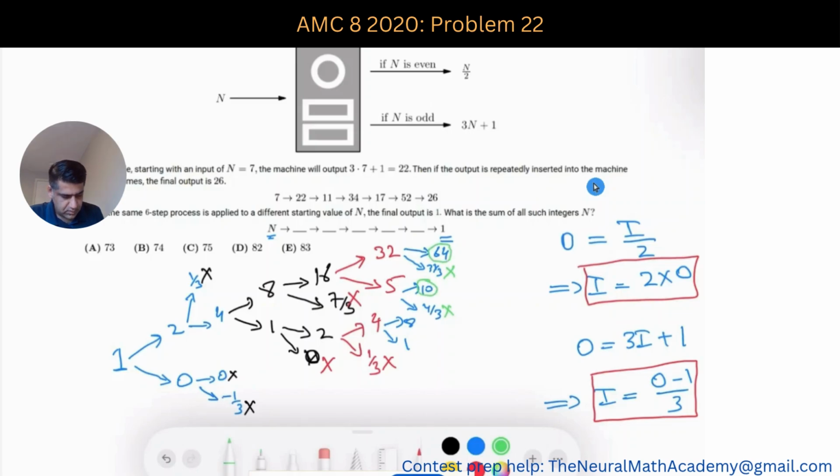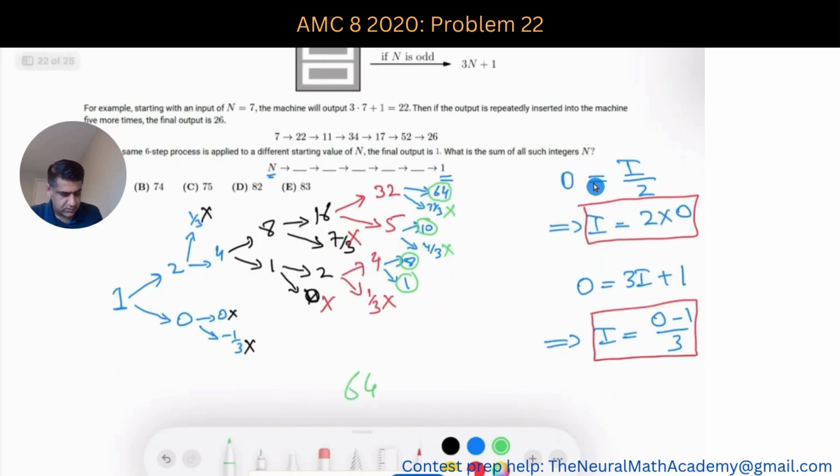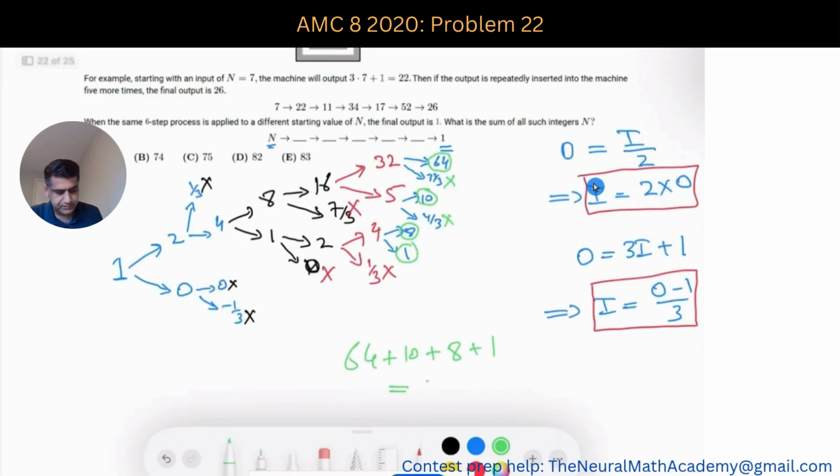10, 8, and 1. So if I sum these up, 64 plus 10 plus 8 plus 1, the answer is then 83. So E is the answer for this question.